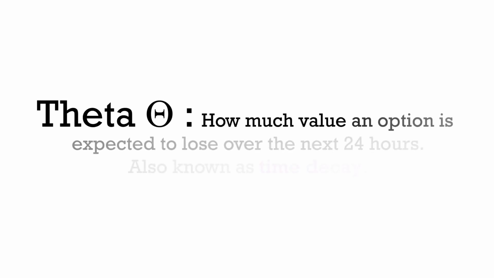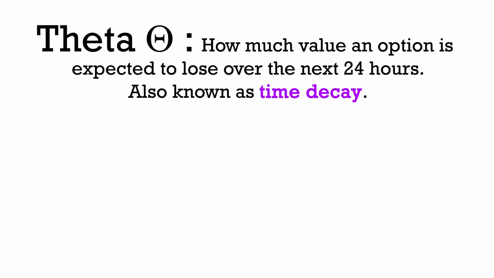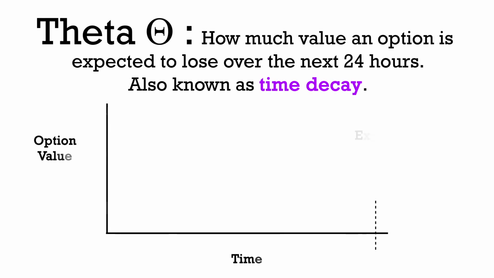Theta is one of the option Greeks. In simple terms, theta describes how much value an option is expected to lose over the next 24 hours. As it is measuring how an option loses value as time passes, it is also often called time decay. This definition is easy to remember and is fine for a basic understanding.